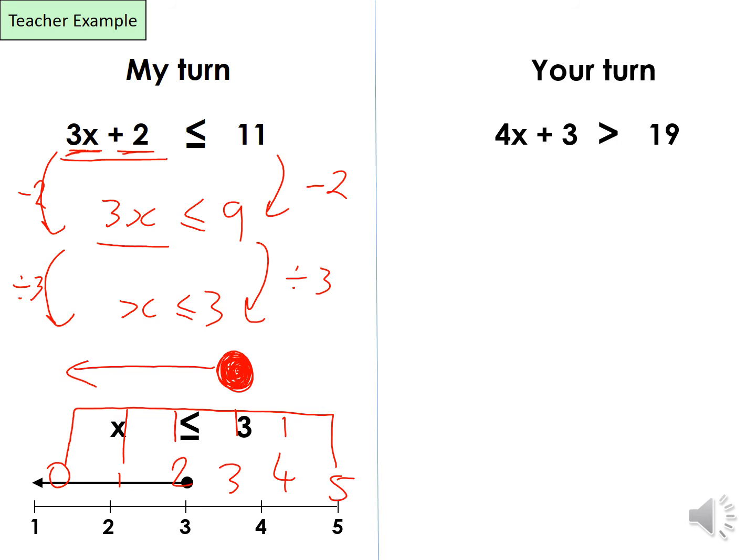Can you please have a go at this mini whiteboard question? Once you're finished, come back and I'll give you the solutions.